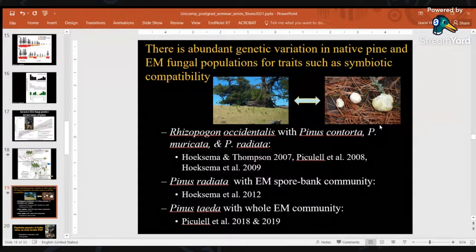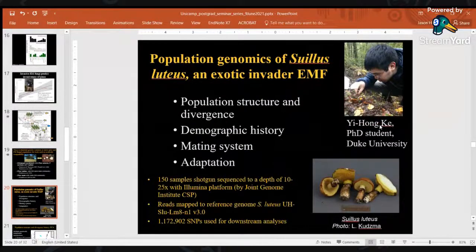But moving forward to understand whether evolution is happening in these exotic populations, there's some interesting work going on in the laboratory of Rytas Vilgalys, my close collaborator at Duke University. And that work is being led by Yihong Qi, who's a PhD student there with Rytas, studying the population genomics of Suillus luteus. Suillus luteus is this mushroom that I highlighted earlier. It was the most abundant species in the Argentina system we just talked about, and indeed is often the most abundant mushroom. Yihong is studying the population structure and divergence in exotic and native populations, demographic history, mating system, and potentially adaptation as well. I'll just show you a few data from shotgun sequencing of about 150 samples from the native and exotic range.